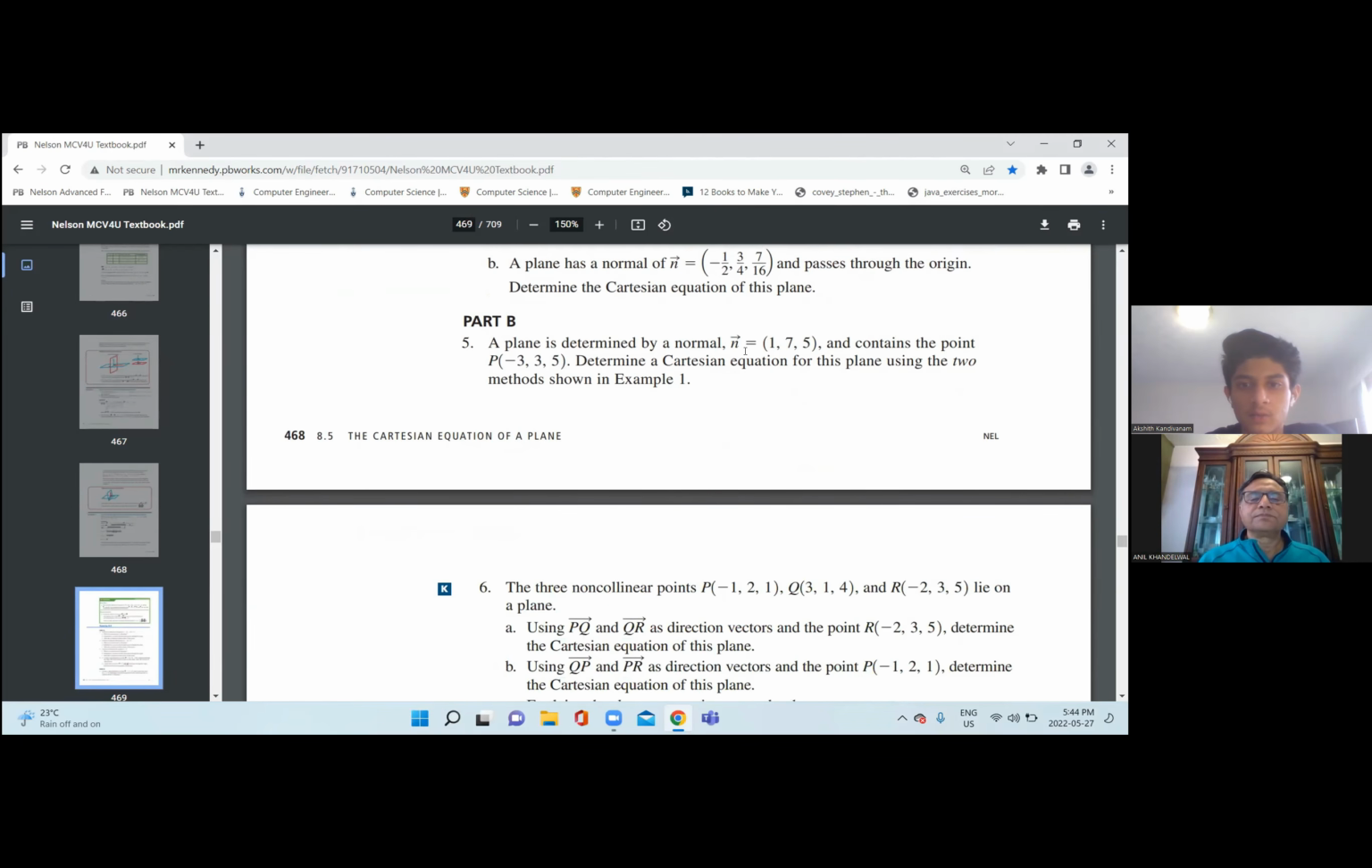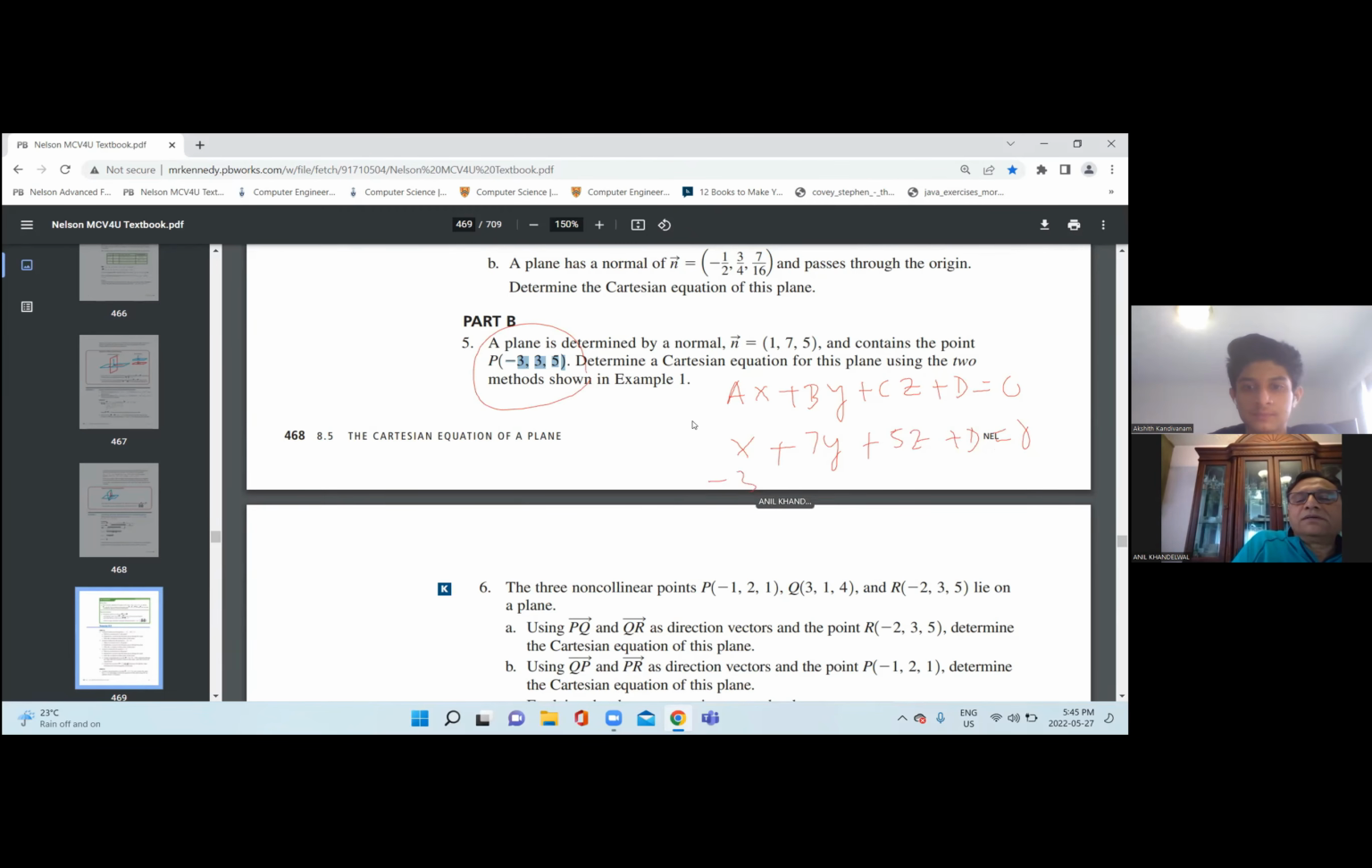A plane is determined by a normal n and contains the point (minus 3, 3, 5). Determine a Cartesian equation for this plane using the two methods shown in example 1. If it's determined by this normal, then the A, B, and C coordinates would be this. And it contains the point, so to find D, we can plug these in and solve for D. So ax plus by plus cz plus d equals 0. You know a, b, c, which is 1, 7, 5, so your equation is x plus 7y plus 5z plus d equals 0. Now plug in the point for x, y, z.